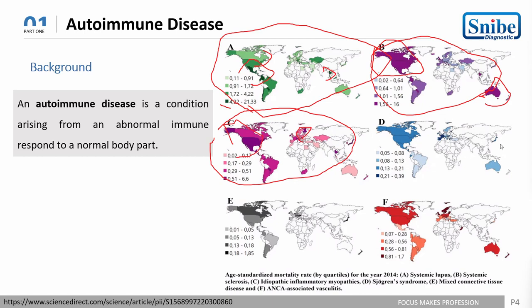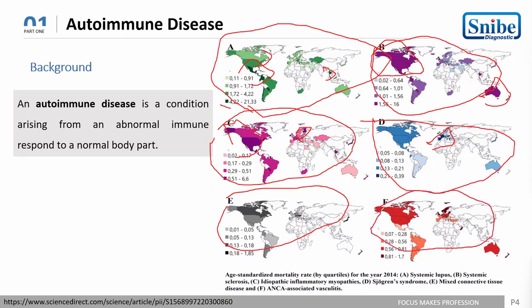If we talk about the D part, you can see in this D part the global distribution is more in the Middle East region and then the African region. You can see here, this is for Sjogren's syndrome, this example is for mixed connective tissue disease, and this one, the last, F1, is associated with ANCA vasculitis. So this is the global distribution and prevalence of different autoimmune diseases in the world.